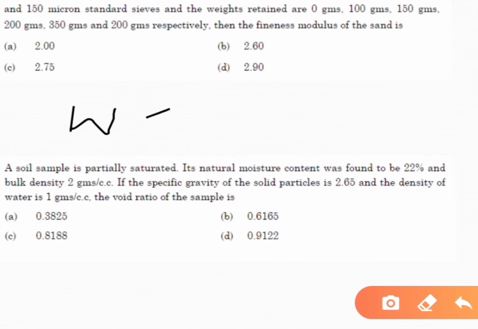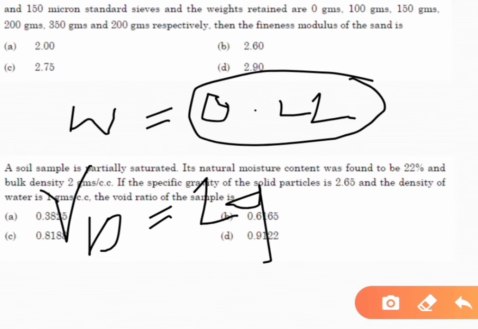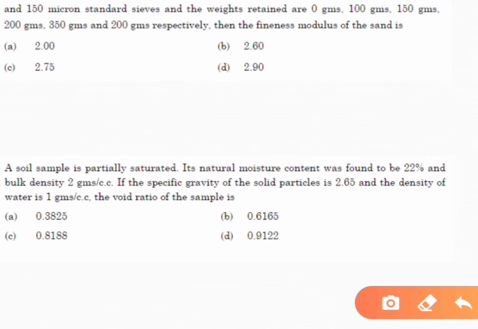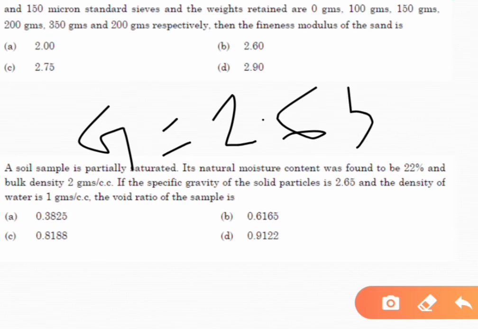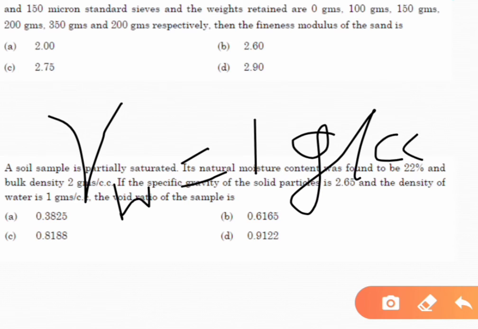What terms are given? w is given, which is 0.22, denoted as natural moisture content, and bulk density is given, which is 2 gram per cc. Another term given is G, the specific gravity of soil solids, which is 2.65, and rho w, as we know, is 1 gram per cc. Here we need to evaluate e.